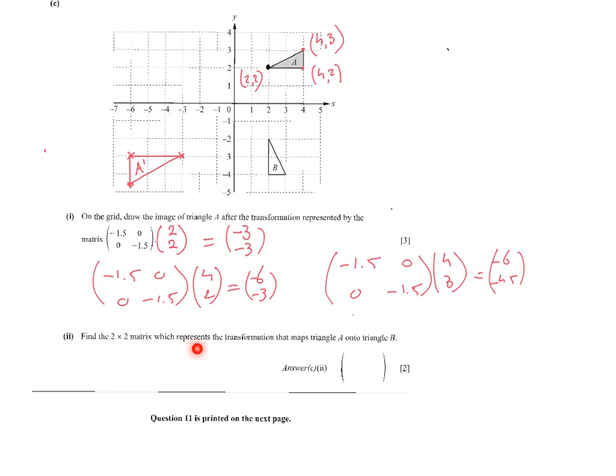Last question here. Find the 2 by 2 matrix which represents the transformation that maps triangle A onto triangle B. Okay, so now they give us the transformation, and now we have to find the matrix. So it's almost the same question, just the other way around. Now, how do you do that? You're going to look, first of all, what type of transformation took place that maps A onto B. Is it a translation? Is it an enlargement? Is it a reflection? No, it's a rotation. It's a rotation, 90 degrees.